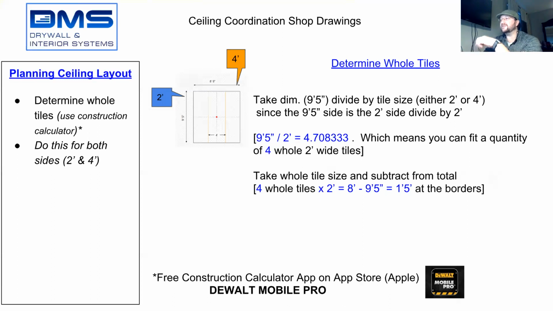To do that, you take the 4 whole tiles times its width, which is 2 feet, which equals 8 feet in total, and you subtract that from the whole length of the wall, which is 9'5", which gives you a remainder of 1'5" at the border. So you're going to have borders of 1'5".